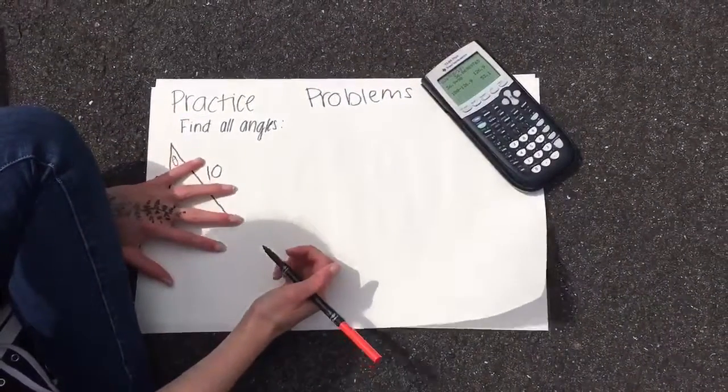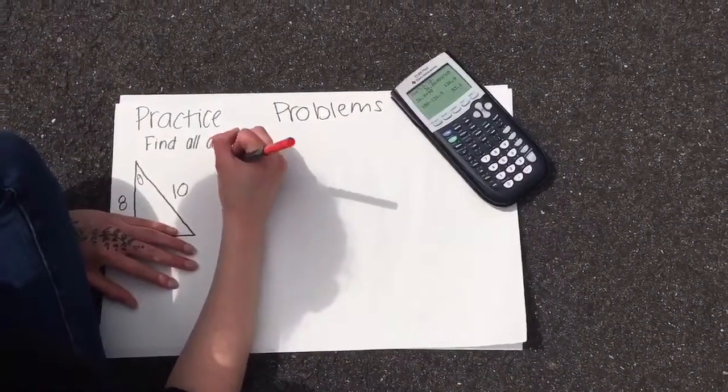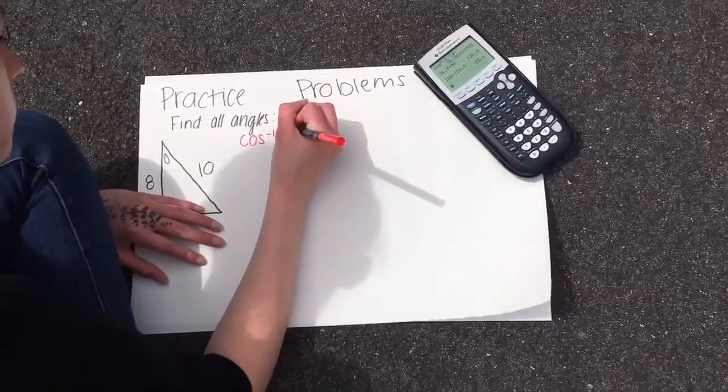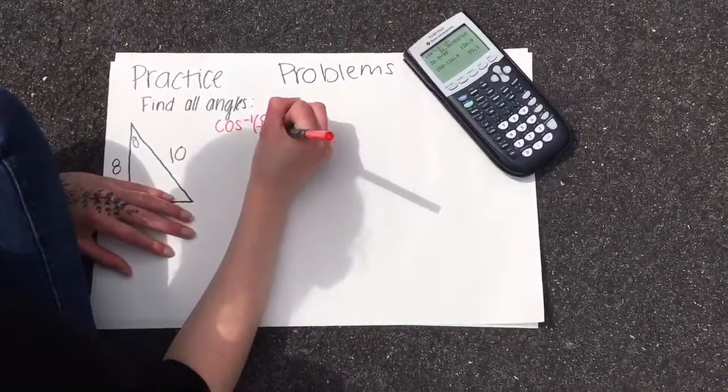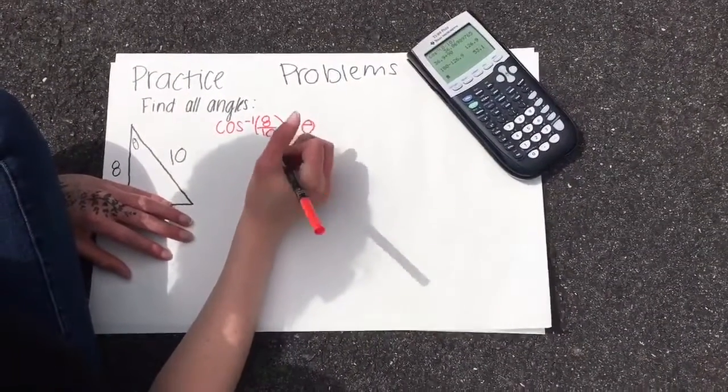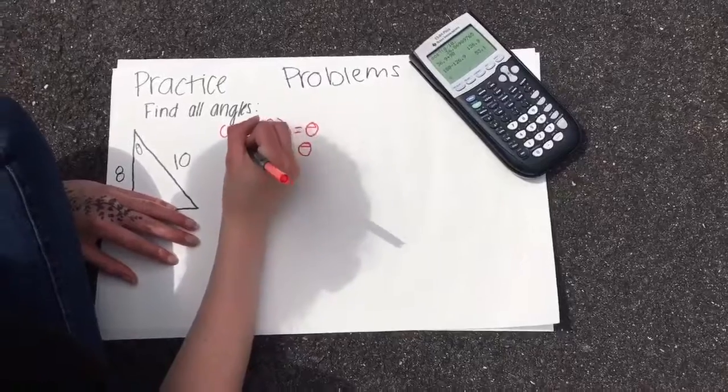Now we are solving another practice problem. We're also trying to find the value of theta. This time we're using the inverse of cosine because given is the adjacent side and the hypotenuse. So it becomes the inverse of cosine, 8 over 10 equals theta. Plug that into your calculator and you get the answer.